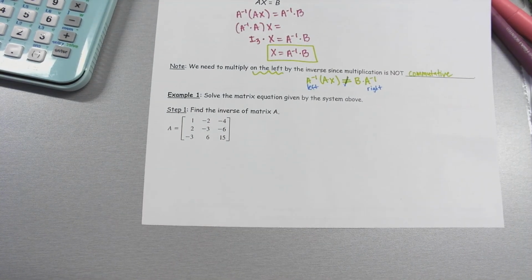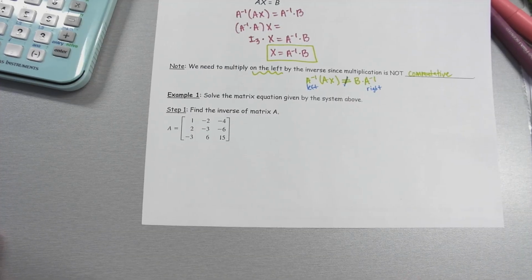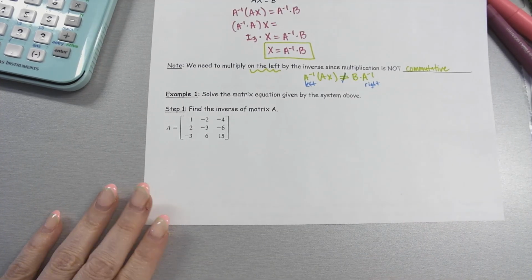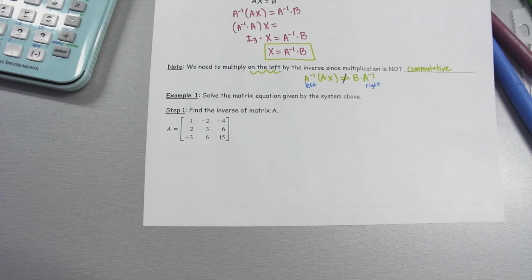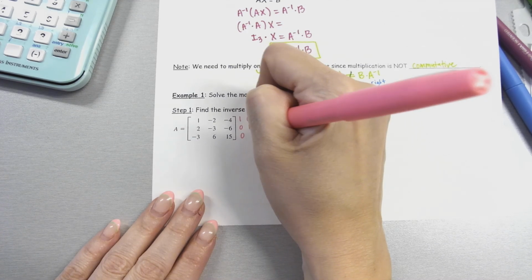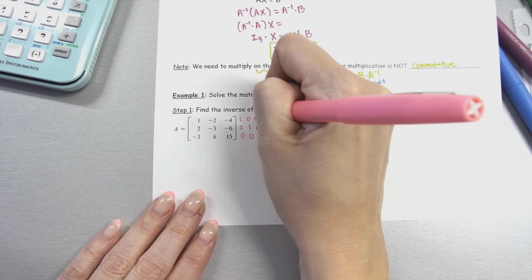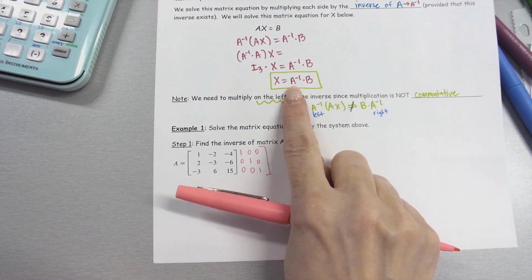Okay, so we are going to solve the matrix equation given by the system above. Okay, so we're going to do this first by hand, and then we're going to do it by calculator. So on your day 2 homework, you'll have some of each. So this is 1, 0, 0, 0, 1, 0, 0, 0, 1. We can just add that on if you guys want to just put that on there instead of writing the whole matrix, that's fine.